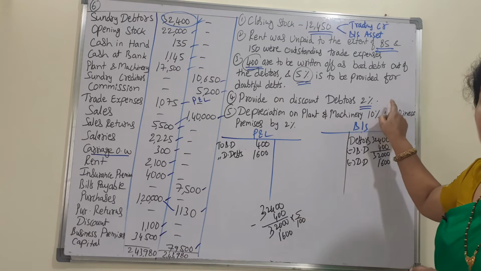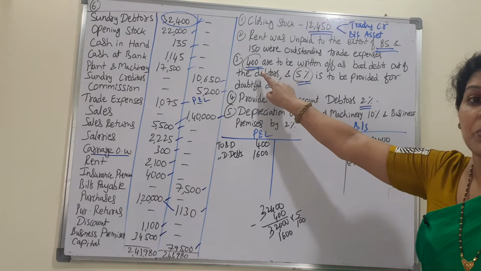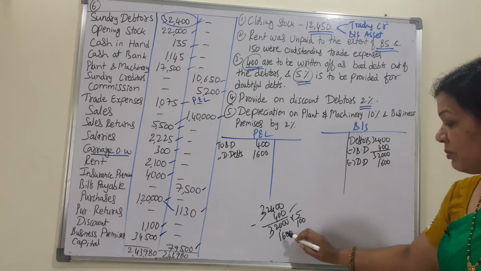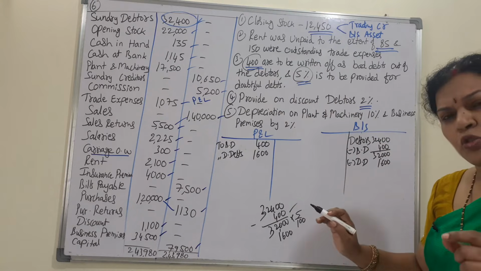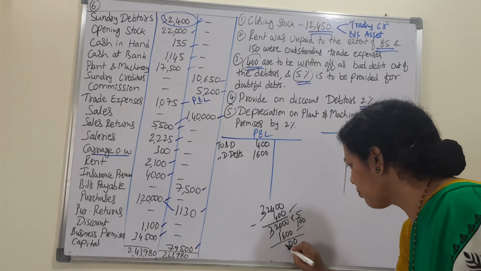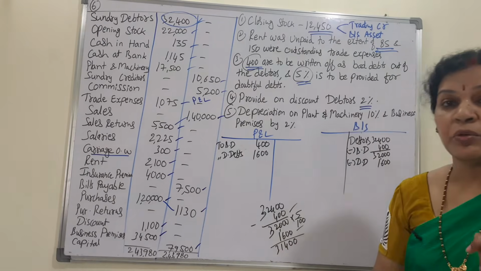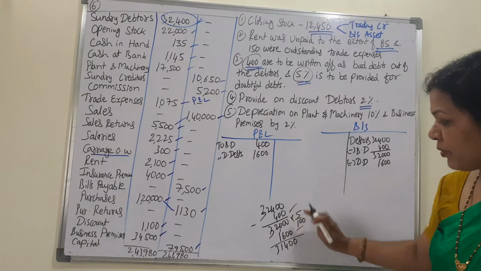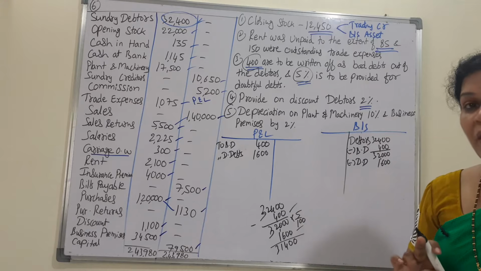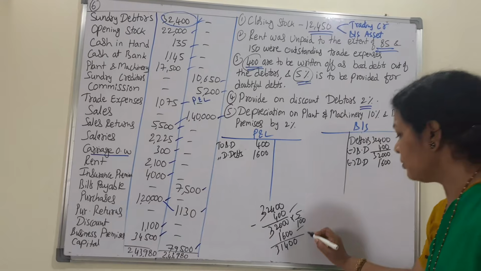Now to calculate this discount on debtors, 2% also, everything should be deducted. 400 is to be deducted, this is already deducted, and 5% also, 5% means 1600, right? 1600 also to be deducted. How much it comes? 31,400. After deducting 400 and 1600 from the debtors, it is 31,400. On this we are going to calculate this 2%. So 2% now? Yes, 2%.